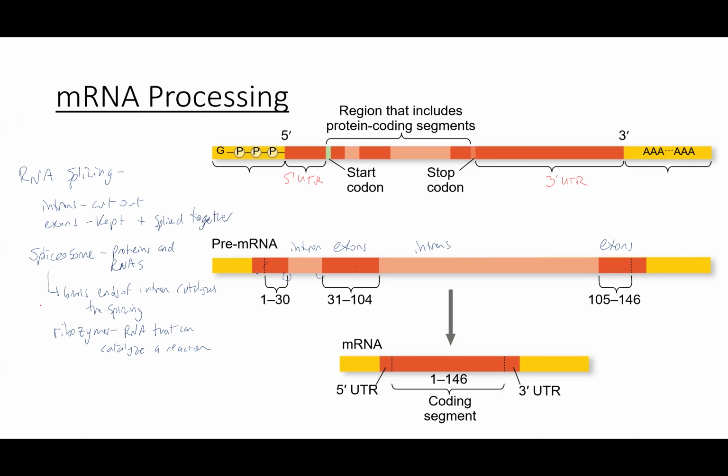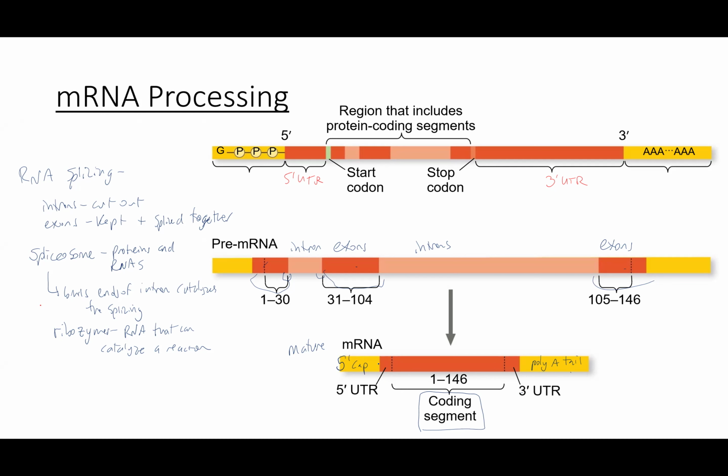So they're taking these useful sections of DNA, splicing them together so that this mature mRNA has just the coding segments in it. So we've got the coding segments, we've got the untranslated regions, and then we have the 5' cap and the poly A tail. And that is a mature RNA molecule. That is now ready to exit the nucleus.